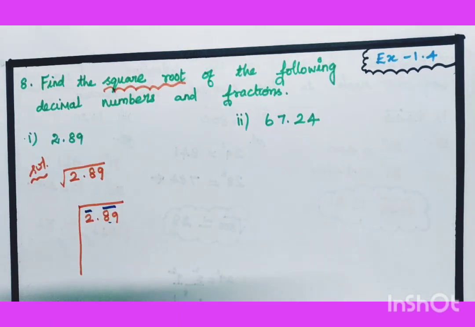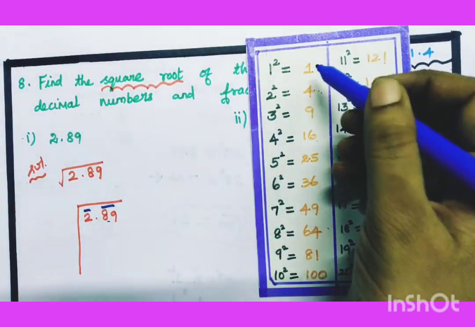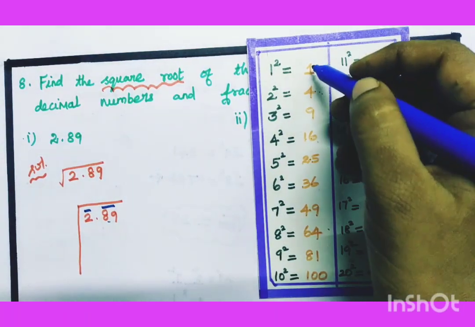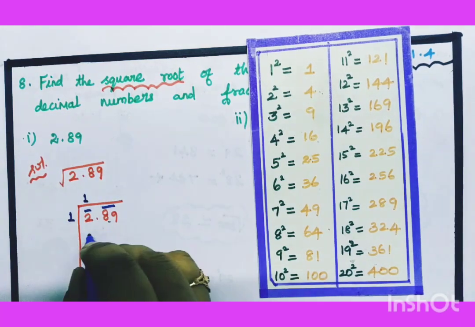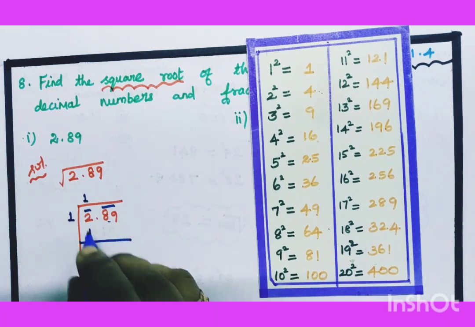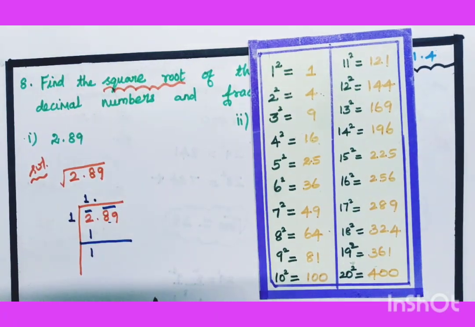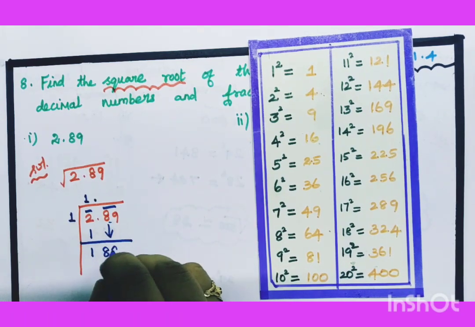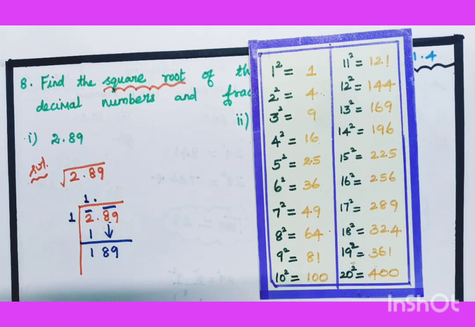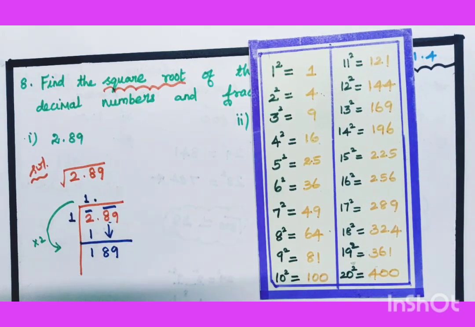So next, we know very well, see the square numbers. 2 is not a perfect square number. So take the one before: 1. 1 into 1 is 1. Remaining 1. Here the point is there, so make the point on the top. Next write down the pair 8, 9. Next step, what I said? We want to multiply 2 into 2.